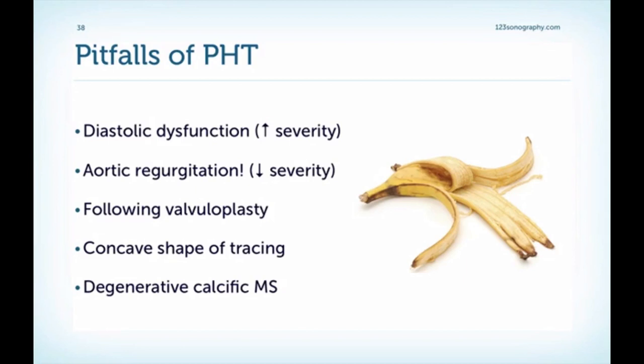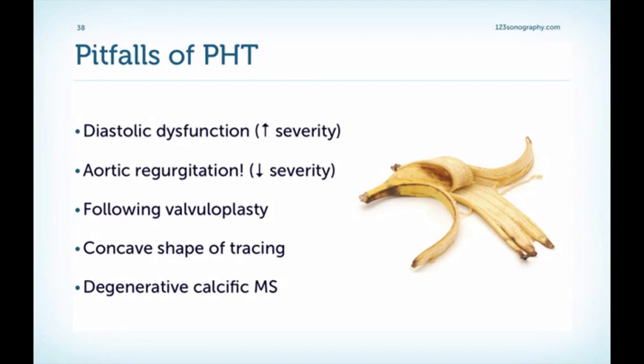Pressure half-time also does not reliably reflect the mitral valve orifice area immediately following valvulopathy. In this setting, you should be using the mean gradients. The shape of the mitral inflow signal can also be a problem. For example, if you have a concave shape, it might not be possible to measure the pressure half-time. Finally, the pressure half-time can also be unreliable in the setting of degenerative calcified mitral stenosis. Such patients often also have diastolic dysfunction.